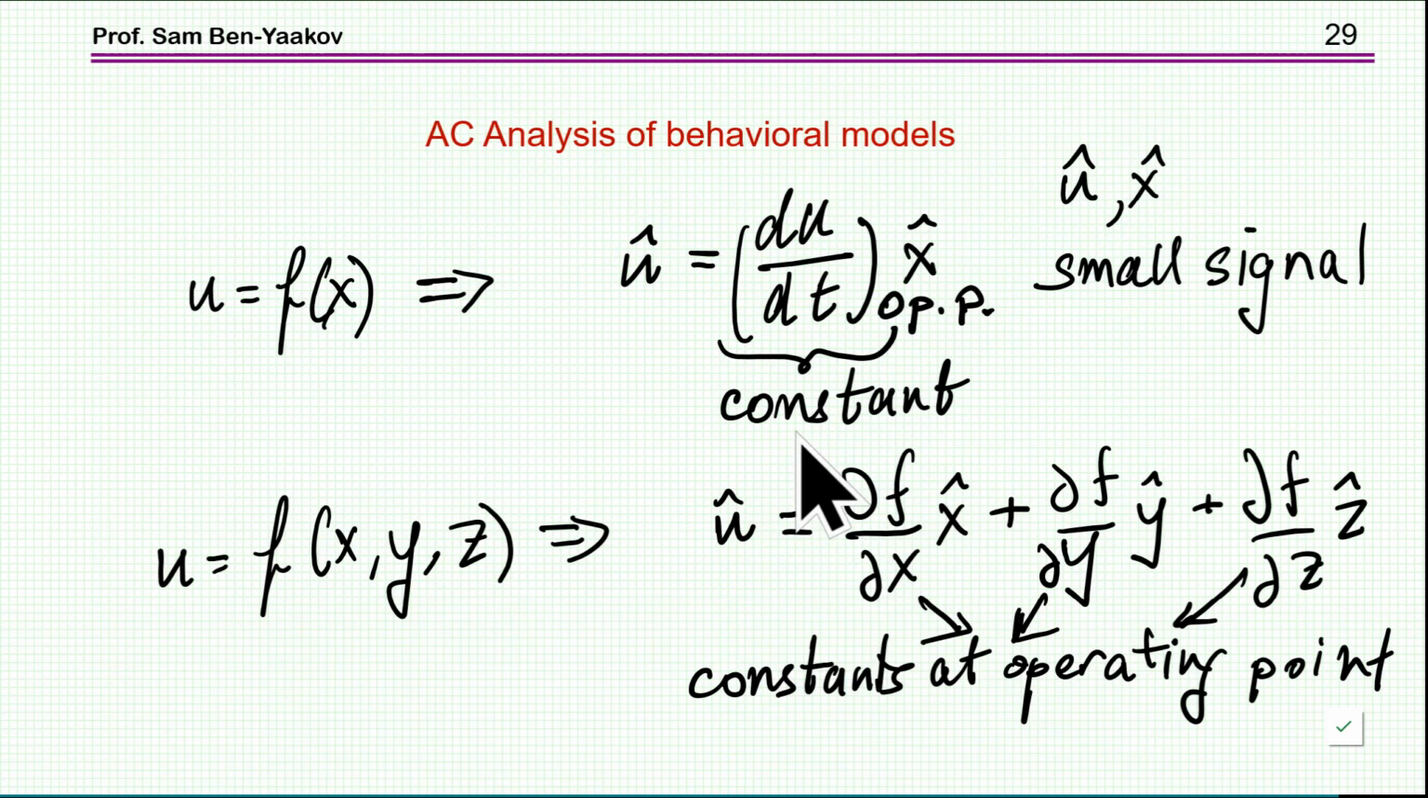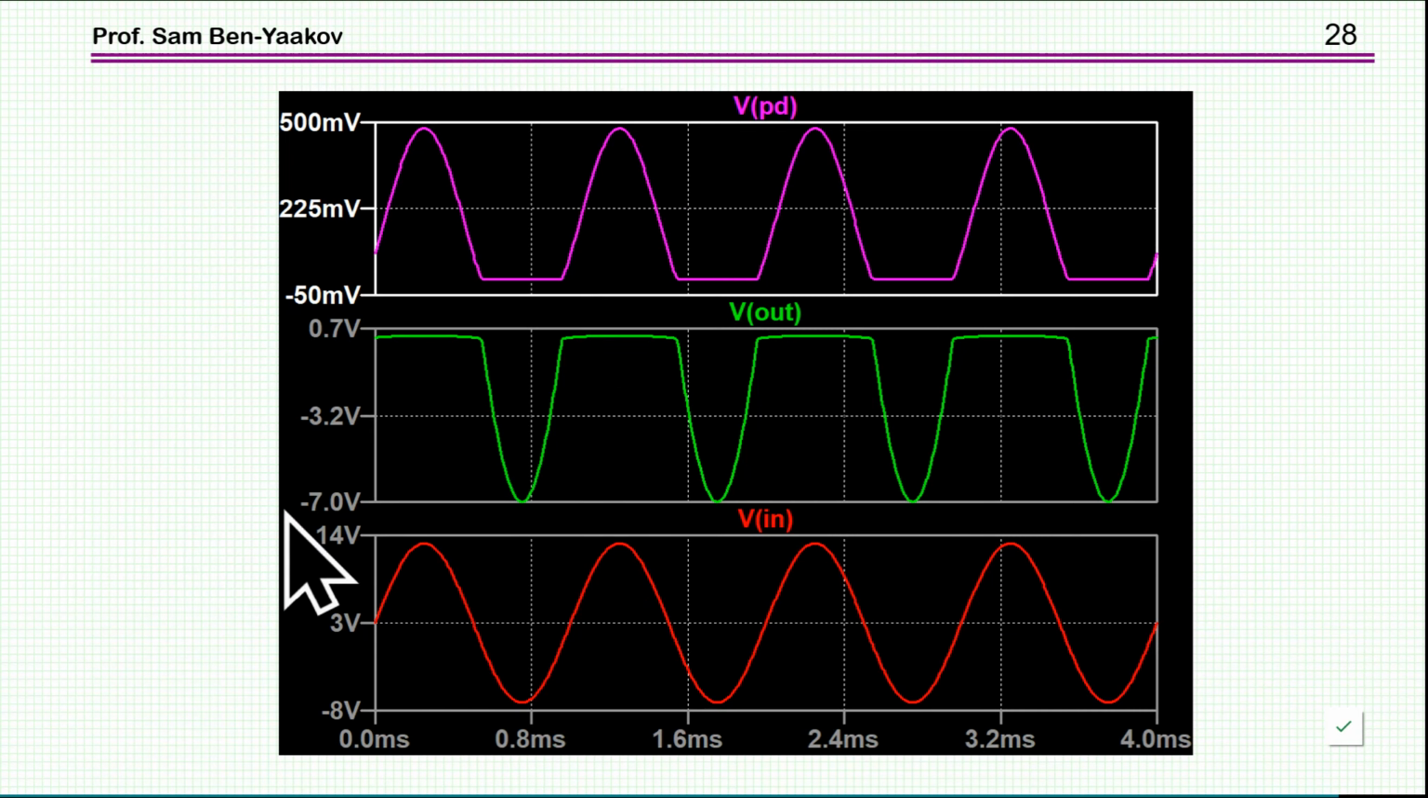Now, I'm going to discuss the more general case of a behavioral model in connection with AC simulation, when you have more than one variable and you'd like to run AC simulation. Here I ran transient, time domain, but suppose you'd like to run AC simulation.